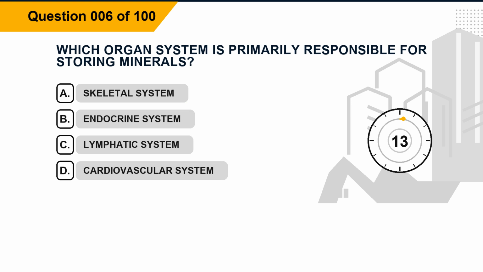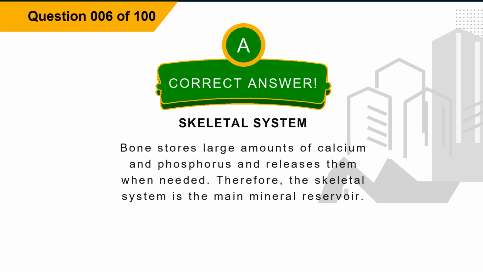Question 6. Which organ system is primarily responsible for storing minerals? Option A, skeletal system. Option B, endocrine system. Option C, lymphatic system. Option D, cardiovascular system. The correct answer is option A, skeletal system. Explanation. Bone stores large amounts of calcium and phosphorus and releases them when needed. Therefore, the skeletal system is the main mineral reservoir.